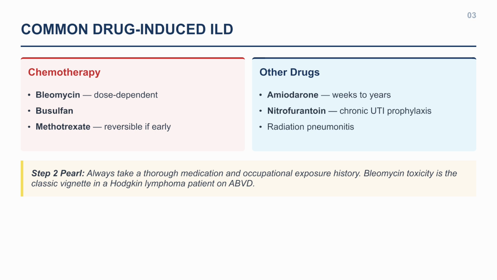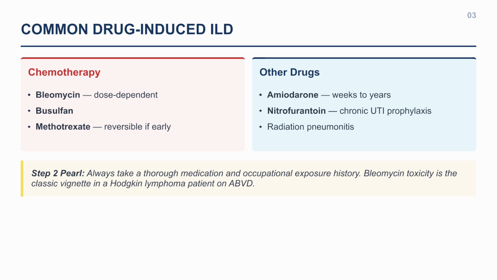Drug-induced ILD is a high-yield topic. 3 chemotherapy agents to remember. Bleomycin, which causes dose-dependent pulmonary fibrosis and shows up classically in a Hodgkin lymphoma patient on the ABVD regimen. Busulfan, used in leukemia, and methotrexate, which is reversible if caught early.